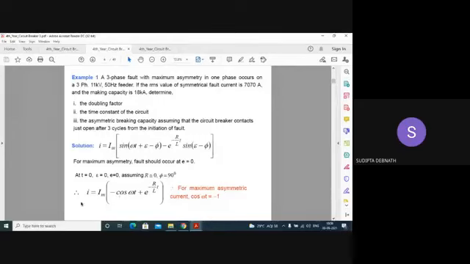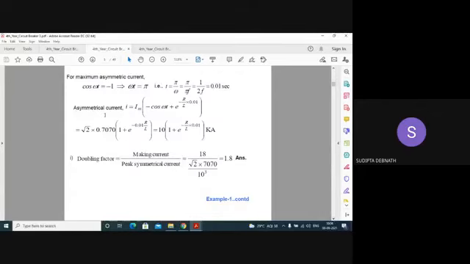So now you find out, this is the expression for I. Now for maximum asymmetry, this will become 1, the whole thing will become 1. So cos omega t should be equal to minus 1, to have the maximum value of the current. That is called the maximum asymmetry. So cos omega t equal to minus 1. From there you find out what is t. Then substitute the value of t here in the original expression. So asymmetrical current you will get this one. This is the asymmetrical current, total current.